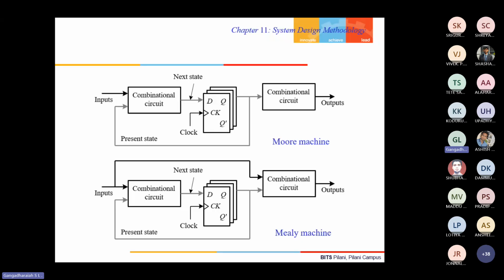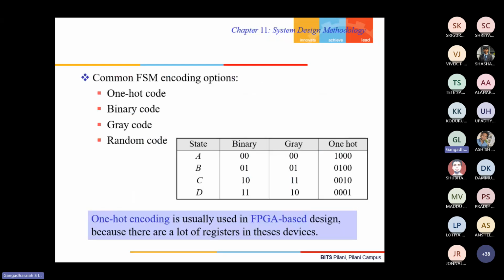Now, as all of you know, FSM encoding options: every state could be encoded using one-hot, binary, gray, or any random code you can think of. Binary looks like 00, 01, 10, 11. Gray looks like 00, 01, 11, 10. One-hot has only one bit set at a time: 1000, 0100, 0010, 0001.